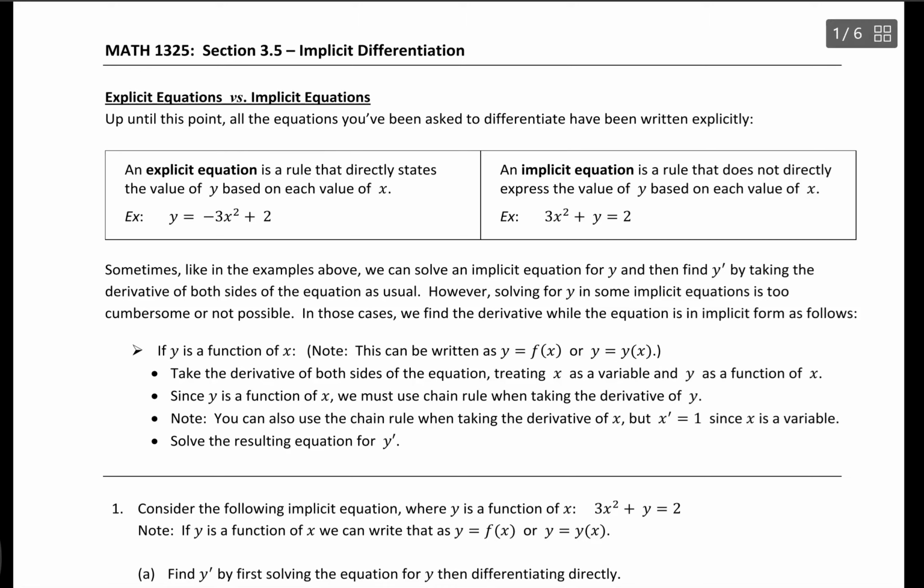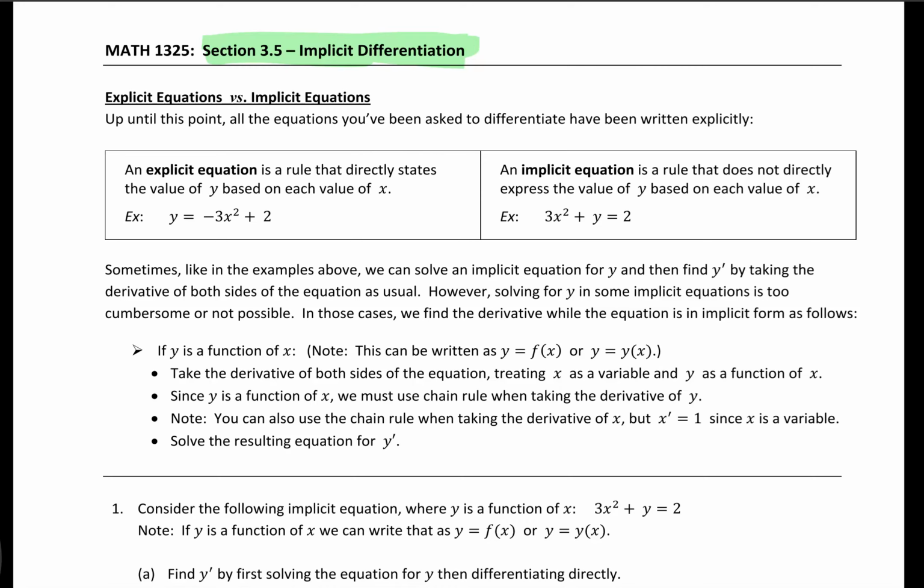Okay, section 3.5, implicit differentiation. Differentiation just means you're taking a derivative. If you're differentiating, you're taking a derivative. Implicit, what does that word mean? Implicit differentiation. Let's talk about that.